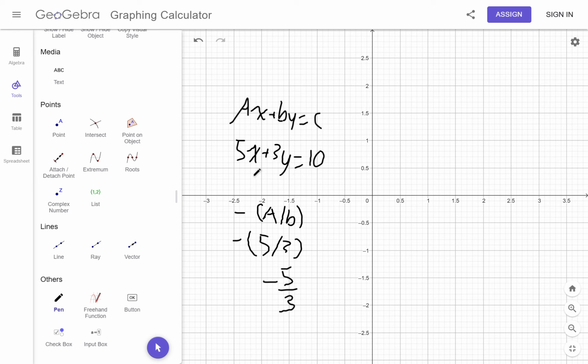So let's start off with the y-intercept. To find the y-intercept, we set the x value to 0. So let's see. 3y equals 10, and y equals 10 over 3, which is 3.3 repeating. So y, 3 and a third, that would be up around here.